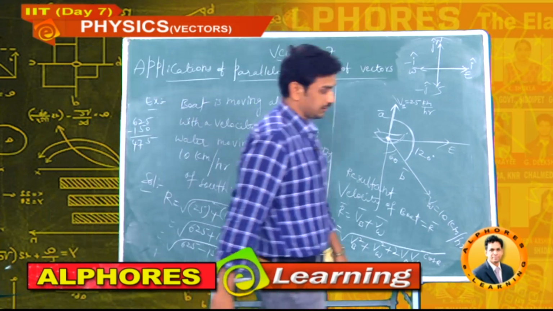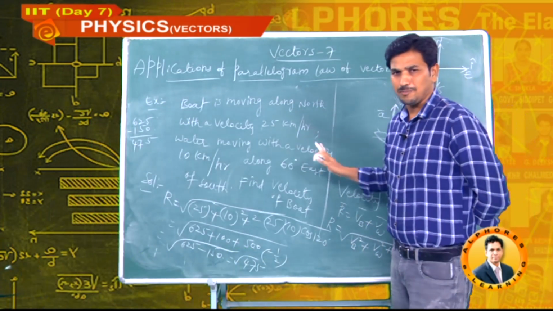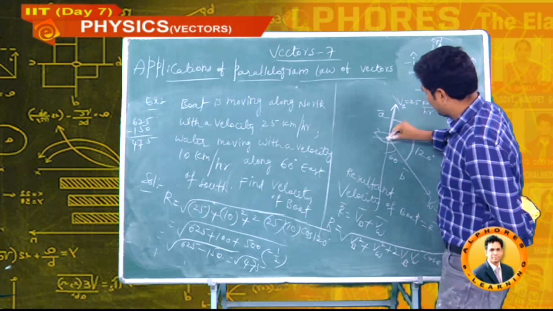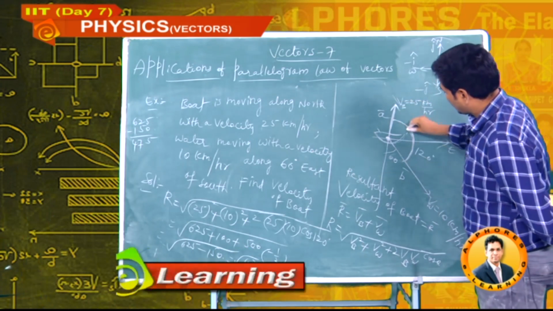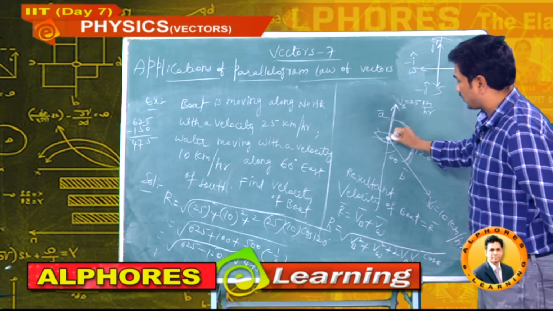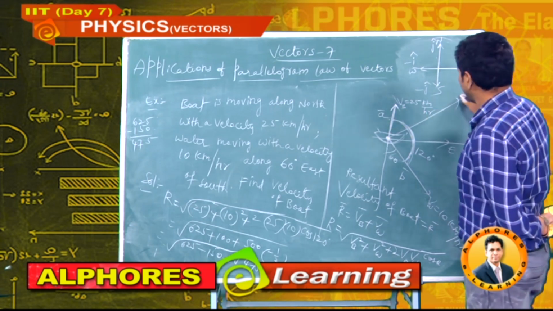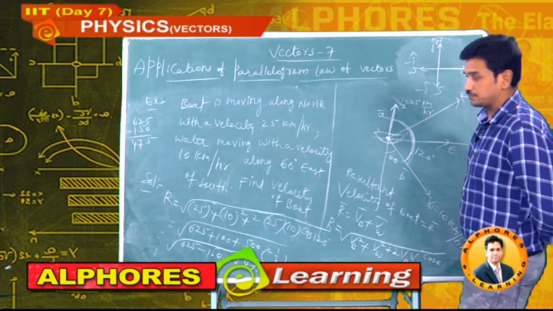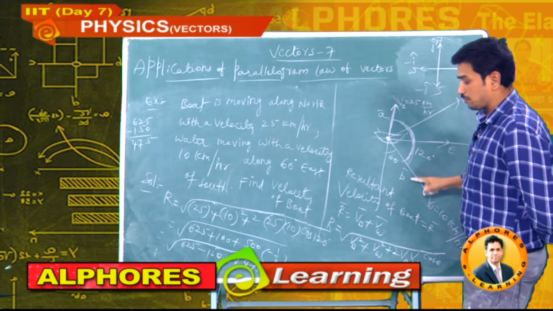Once again see the question, it is just parallelogram law of vectors. This is A bar, this is B bar. What is the angle between the two vectors? 120. A bar, B bar are two sides of the parallelogram, and the resultant is between, no? Now this is the resultant velocity of the boat. Here I applied parallelogram law of vectors.